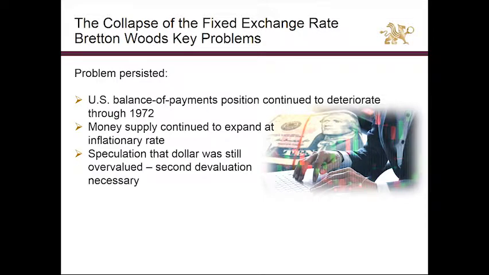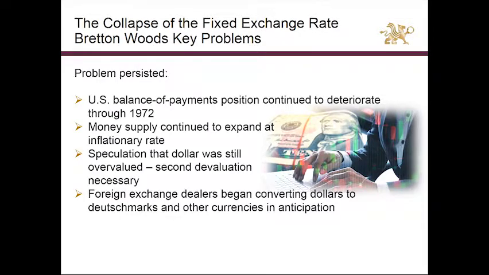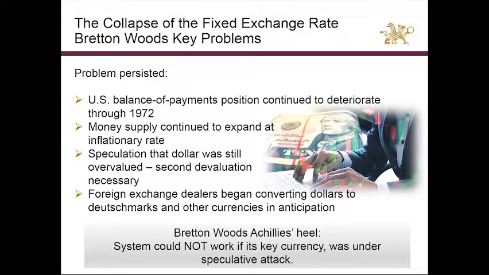Speculation continued to grow that the dollar was still overvalued and that a second devaluation would be necessary. In anticipation, foreign exchange dealers began converting dollars to Deutschmarks and other currencies. The Bretton Woods system had an Achilles heel. The system could not work if its key currency, the U.S. dollar, was under speculative attack. The Bretton Woods system could work only as long as the U.S.